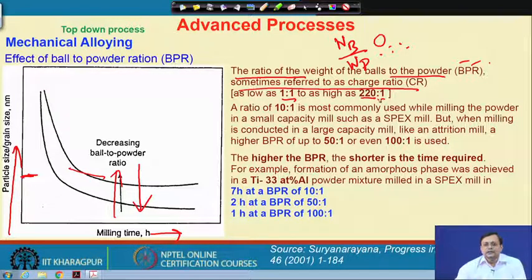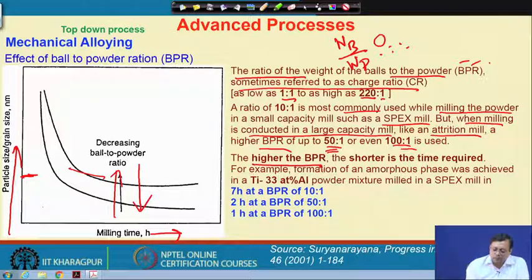Usually 10:1 is a convention for mechanical alloying purposes, commonly used in any planetary ball mill or SPEX mill, that is also a high energy ball mill. But when milling is conducted in a large capacity mill like an attritor mill, a higher ball to powder ratio, something like 50:1 or 100:1, is typically used on a larger scale, so that the probability of impact between the powder particles and the milling medium, that is the balls, is increased.